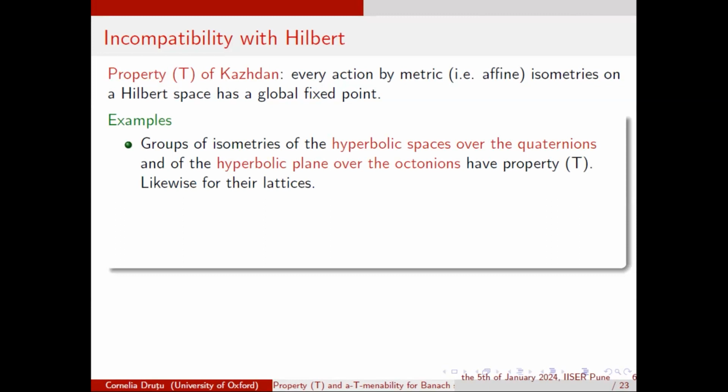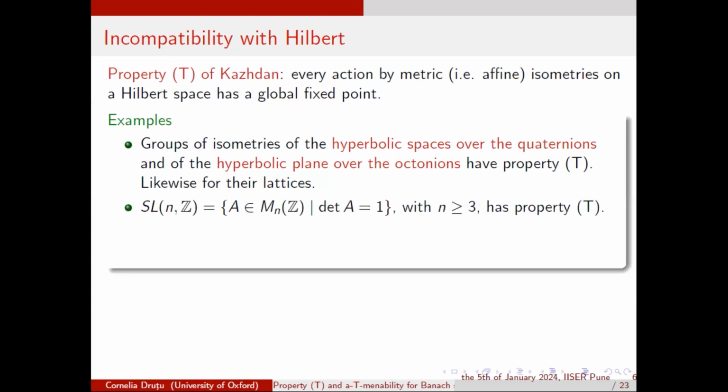So if we look at the groups of isometries of the hyperbolic spaces over the quaternions and the hyperbolic plane over the octonions, these groups, which are Lie groups, have the property T, and all their lattices have the property T. So they are very incompatible with the Hilbert geometry. The group of matrices with integer coefficients, as soon as n is at least 3, has property T. And more generally, lattices in simple groups of rank at least 2, and even more generally, lattices in semi-simple groups such that all the factors have rank at least 2, they have property T.